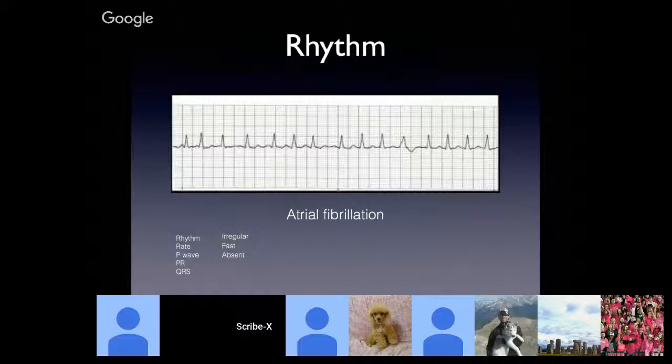Instead, all sorts of atrial muscle cells are competing to tell the AV node to send its signal down to the ventricles. And so you will have an absent P wave. There's no organized atrial contraction. And the PR is absent because there's no P wave, and the QRS will usually be nice and narrow.